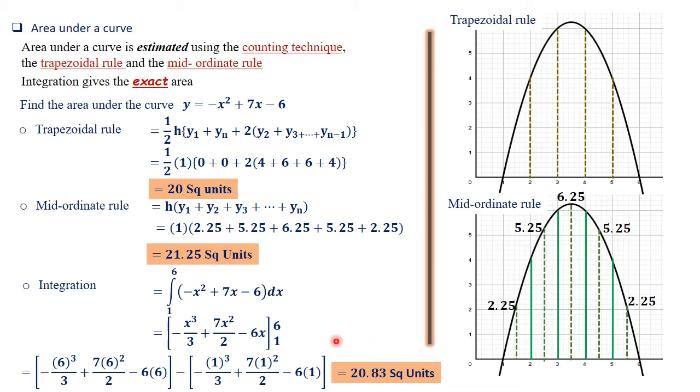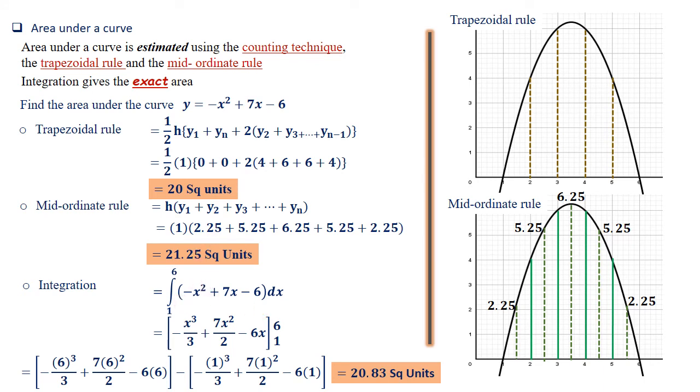Remember, this is the actual area under the curve y equals minus x squared plus 7x minus 6. These two others here are estimates. One of them is smaller than 20.83, the other one is bigger than it. And therefore, we have an accurate figure we can always use if someone wanted to get the actual area. So that brings us to the introduction of how area under the curve is normally found using integration. You just integrate the given curve and put the limits appropriately.